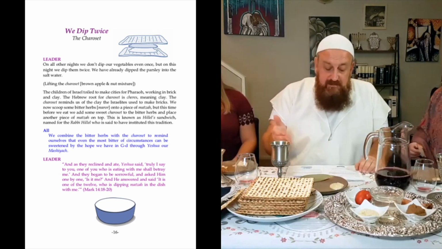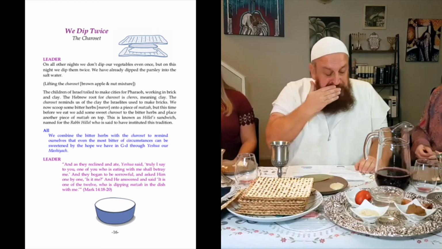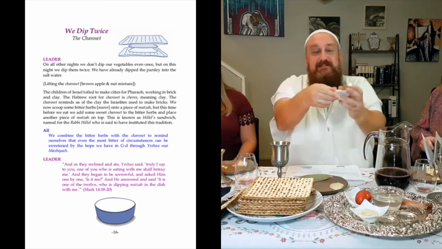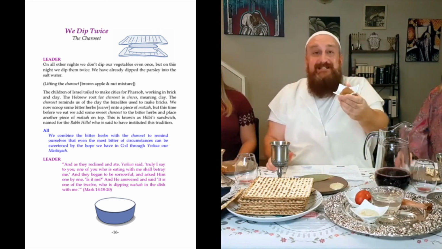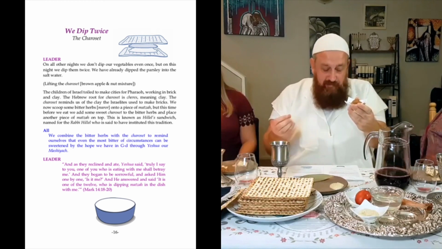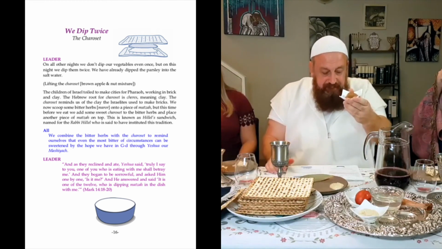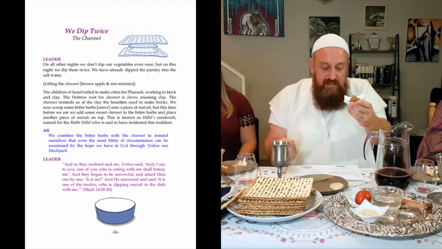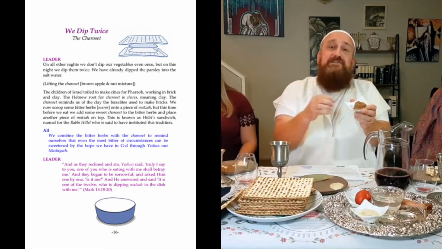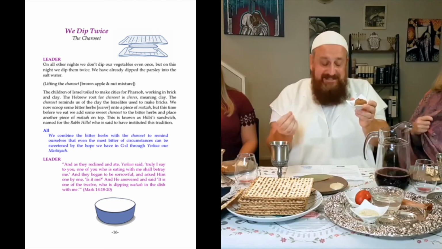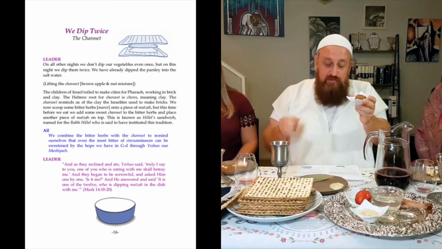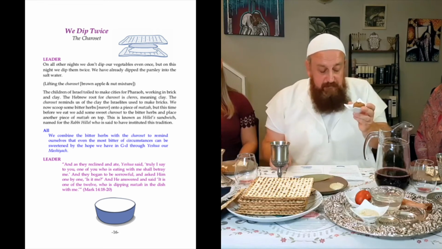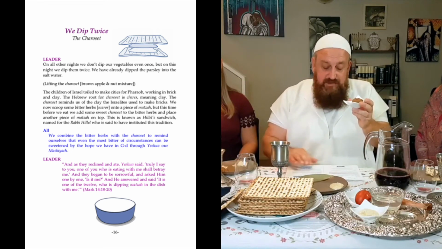We have already dipped the parsley into the salt water. Now, I'm taking this mud-looking mixture, which represents the mortar that we built bricks with for the Pharaoh. Okay? The children of Israel toiled to make cities for Pharaoh, working in brick and clay. And this mixture is called charoset, okay? The Hebrew root for charoset is cheres, meaning clay. The charoset reminds us of the clay the Israelites used to make bricks.